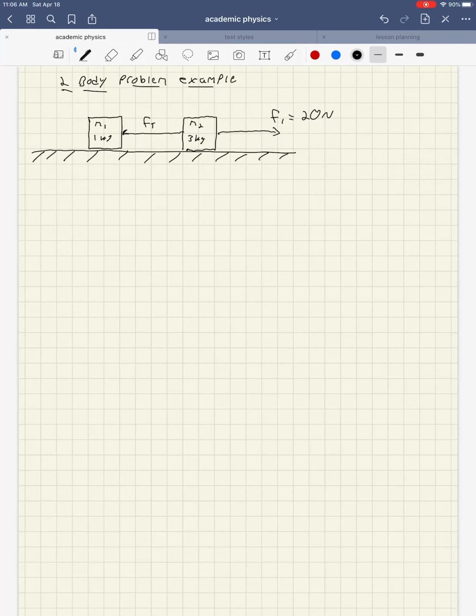If they're being pulled along and there's no friction, then that means they're probably going to accelerate as well. So maybe some questions that we have are, what is the acceleration? And what is the force of tension? So let's start going through these.